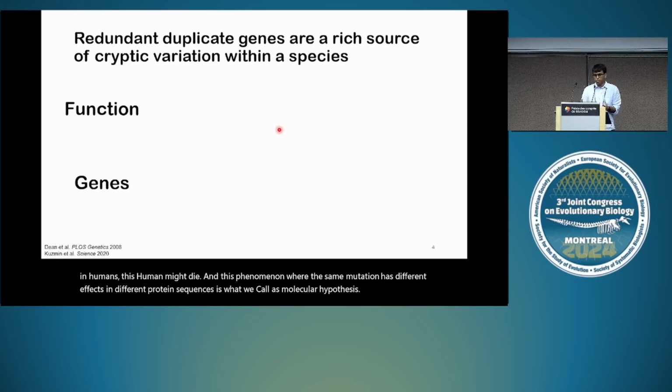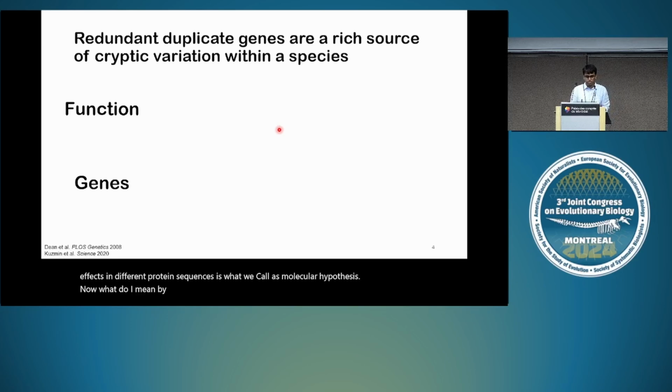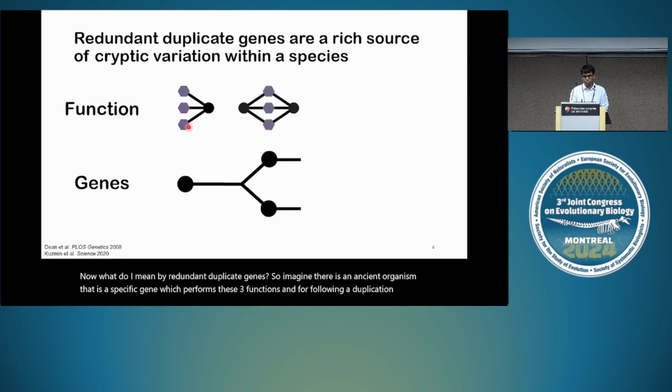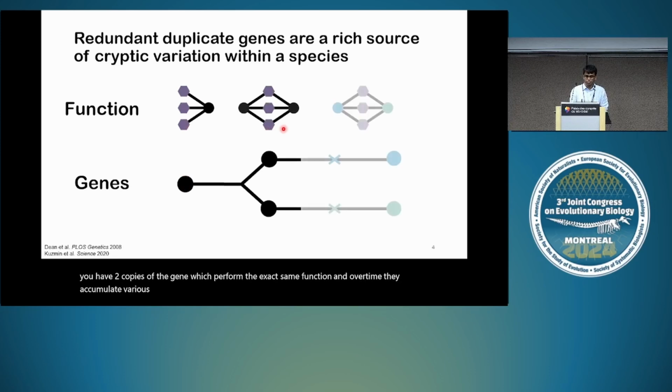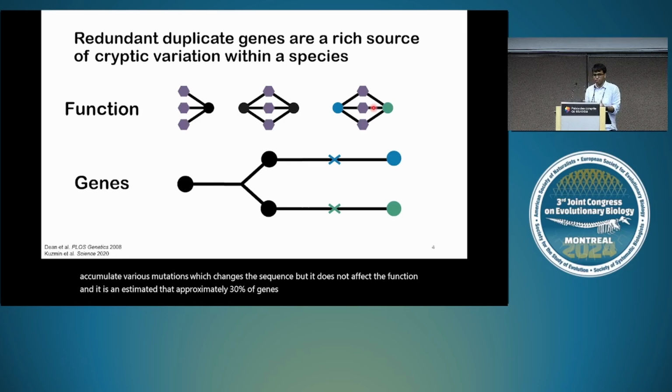Now, what do I mean by redundant duplicate genes? So imagine in an ancient organism, there is a specific gene which performs these three functions. Following a duplication event, you have two copies of the gene which perform the exact same function. And over time, they accumulate various mutations, which change their sequence but don't affect their function. It has been estimated that approximately 30% of genes in yeast have a high level of functional redundancy.